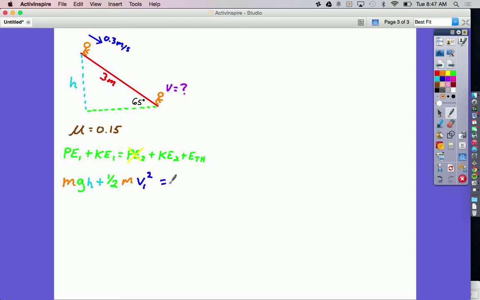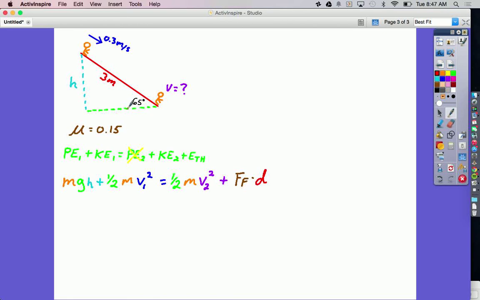On the right side, I've got kinetic energy over here, which is 1/2 m times the velocity at the bottom of the slide, I'll say that's v2 squared, plus the thermal energy, which is the energy taken out by friction, or the work done by friction, which is the force of friction times the distance that the kid slides, which is d, that's the 3-meter slide.